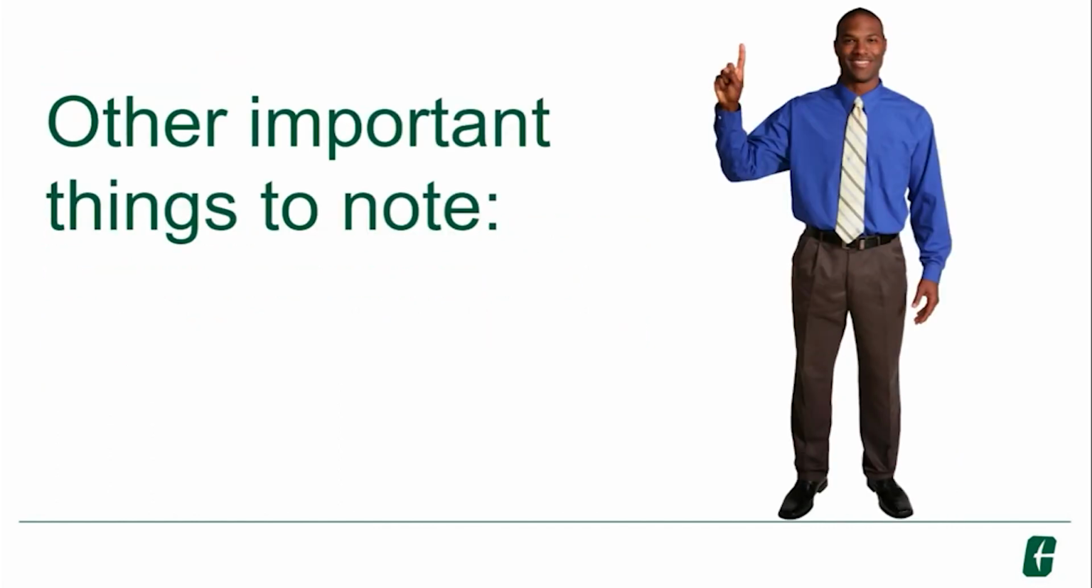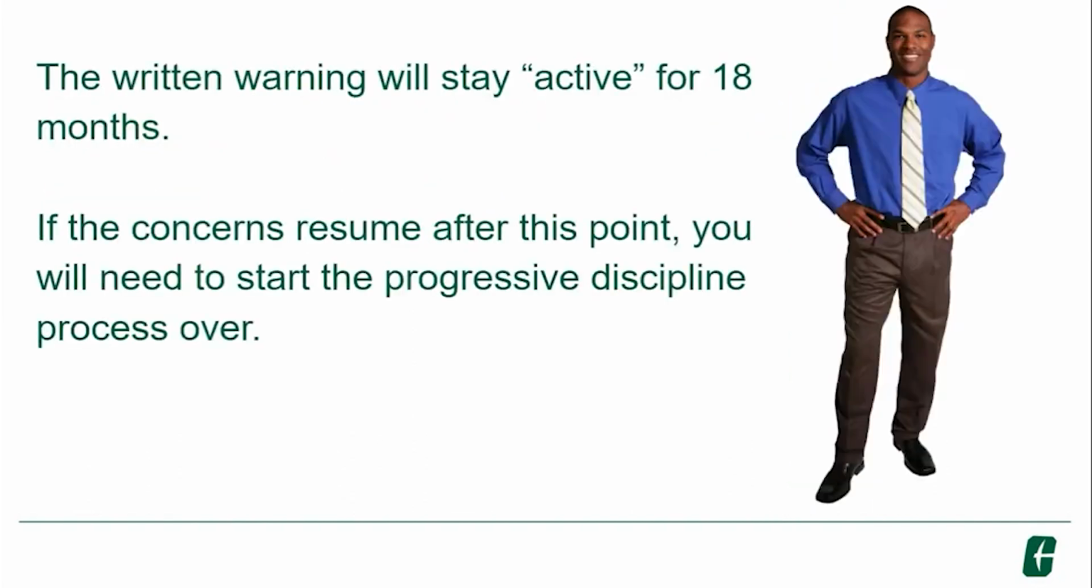Now we are going to go over a few other important aspects of this process. First, the written warning will stay active for 18 months. If the concerns resume after this point, you will need to start the progressive discipline process from the beginning.